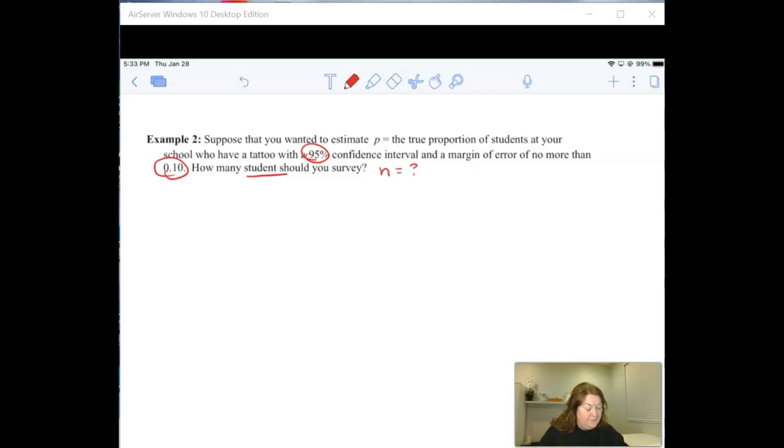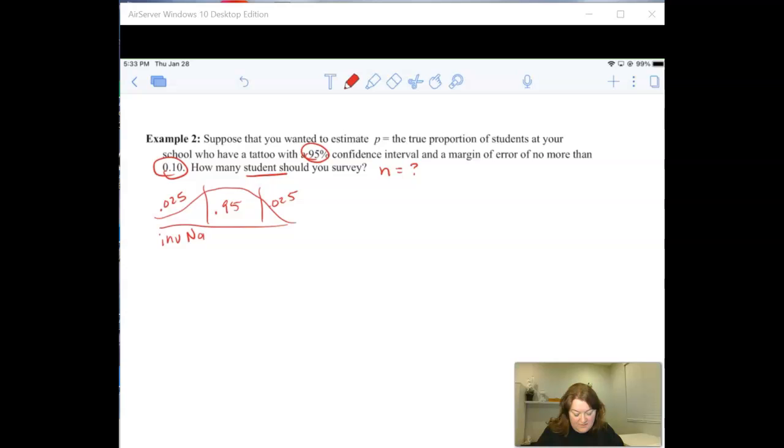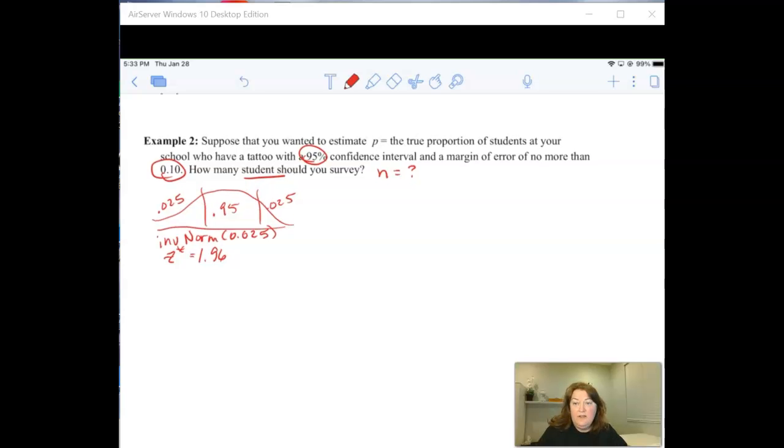Okay, so again, for this one, we have a 95, that's going to help us find a z-star score. So let's start there. If I have a 95, that leaves me 5% to split. That's going to be 2.5% on either side. That's going to be inverse normal of 0.025. And that's going to give me a 1.96 as my z-star score. So it's either negative on the left side, positive on the right. That's why we call it z-star. And just say the distance is 1.960.